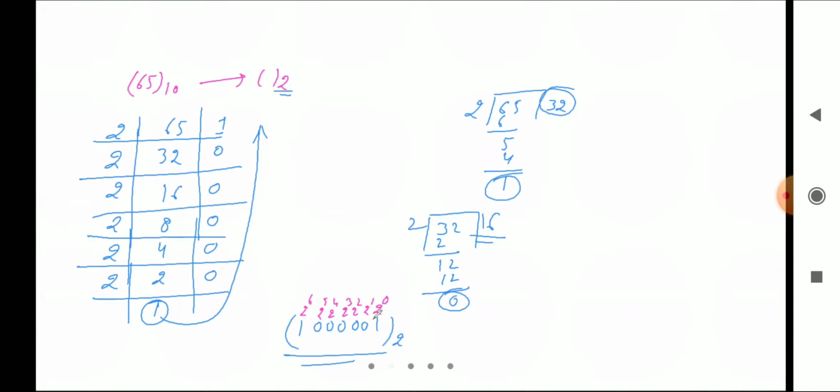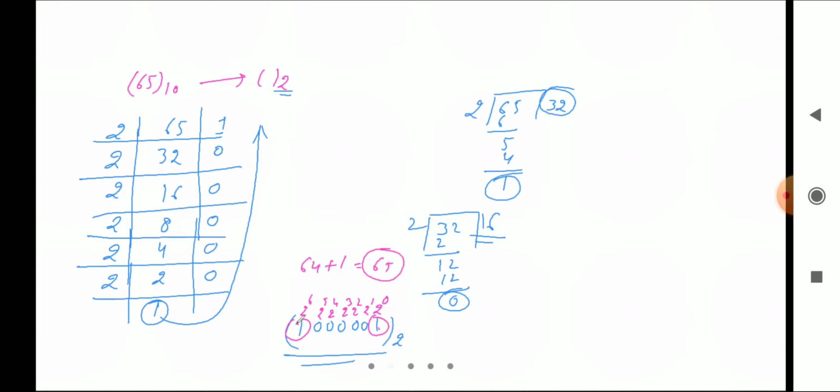So here there is a 1 and here there is a 1. Wherever there is a 1, take out its weight and add them. And the weight for 0 will simply be 0. So 2 power 6 means 64, plus 2 power 0 means 1, and finally this is nothing but 65 in decimal number. So we can verify that this is the right result.